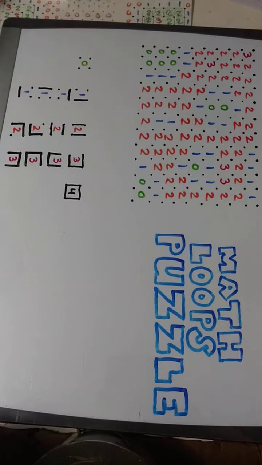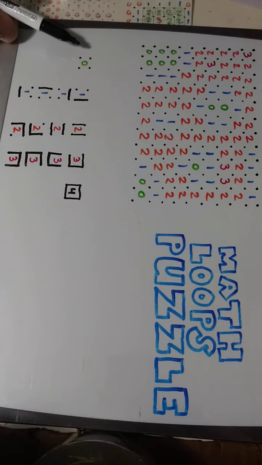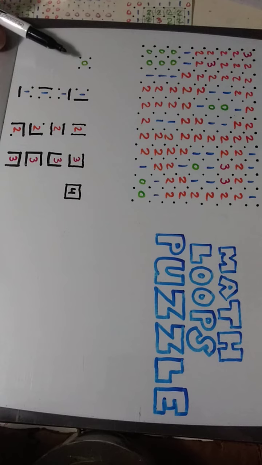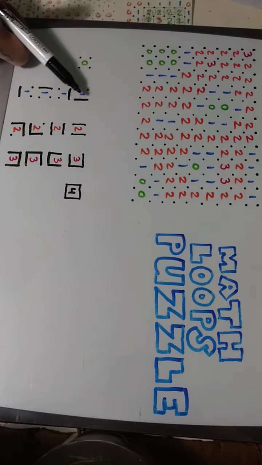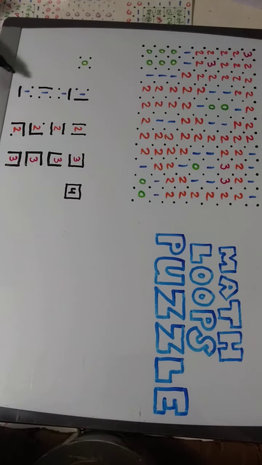Okay, here's a math loop puzzle for you to solve. Around each number there's 4 dots. So around the 0 you would connect no dots. Around the 1 you could connect the dots on the right side, the top, the left, or the bottom of the 1.